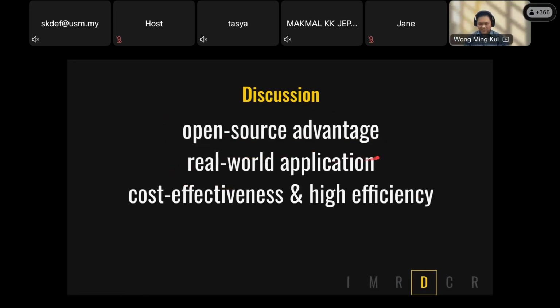It can be used in a real world application. We have tested it in two different hospitals, and in future maybe we'll try to bring in more hospitals, then we can see if it can be used in other hospitals as well. It's very cost effective, as I showed you just now, and highly efficient. It's very fast.